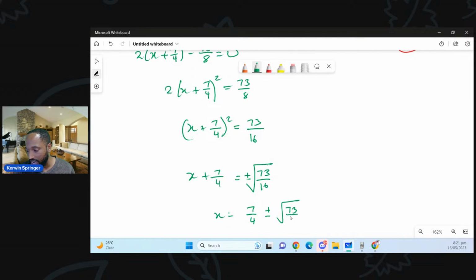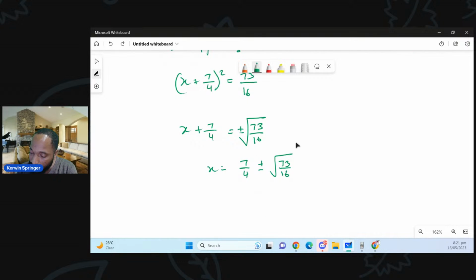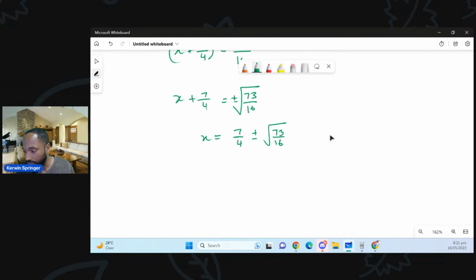Now, in this case, you get decimal numbers because of 73 over 16. But I'll give you the roots there, folks. So one of the roots is done this way: x1 is 7 over 4 plus the root of 73 over 16. So you get one answer there. Put that in and tell me what you get. Or x2, the next one, will be 7 over 4 minus this.